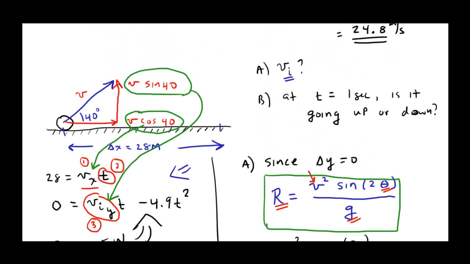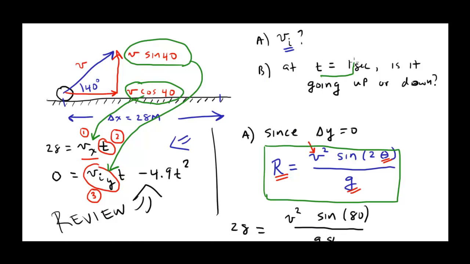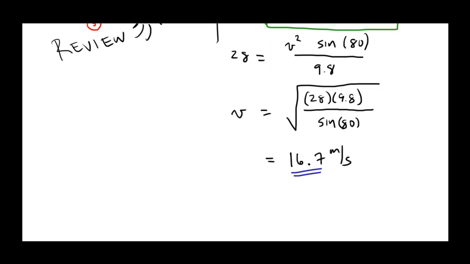Okay, part B. Well, at t equals 1 second, is it going up or down? Well, how do I know if it's going up or down? I know by the y velocity. So for part B, I'll do part B down here. If the velocity in the y direction is positive, then it's going up. If the velocity in the y direction at 1 second is negative, then I know it's going down.